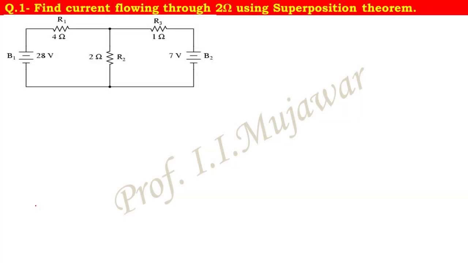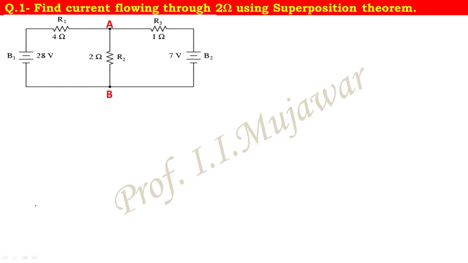Hello friends, today we will solve problems based on superposition theorem. The problem statement is: find current flowing through 2 ohm resistance using superposition theorem.